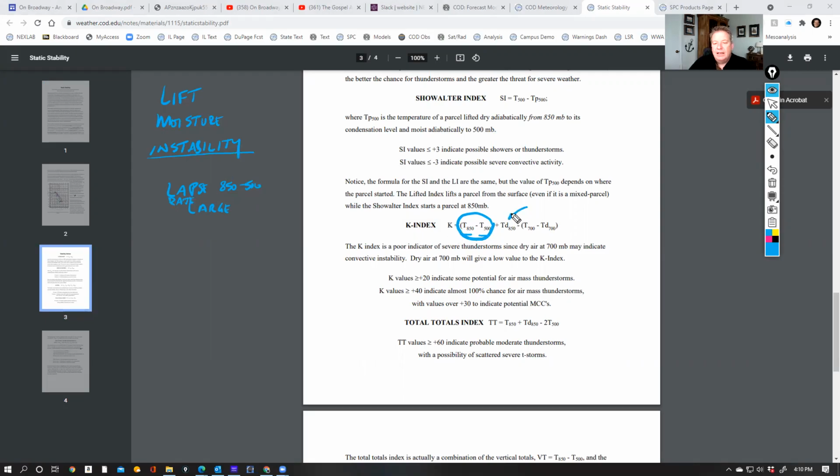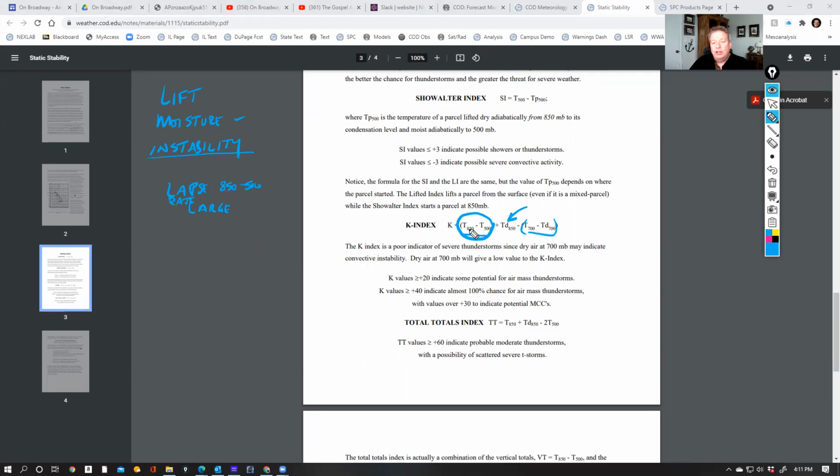Then I add the dew point at 850. So that gives me moisture, adding the dew point. Now this one is subtracting off the dew point depression. Remember, the dew point depression is the difference between the temperature and the dew point at 700 millibars. So make sure you take the difference, put it in here, and then take away what's in the parentheses.